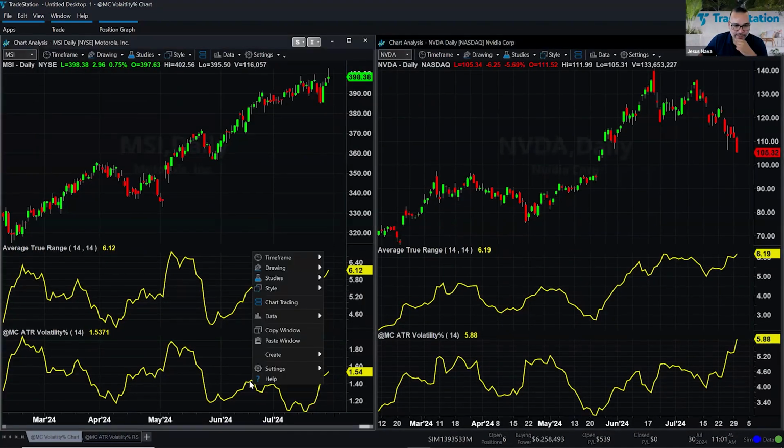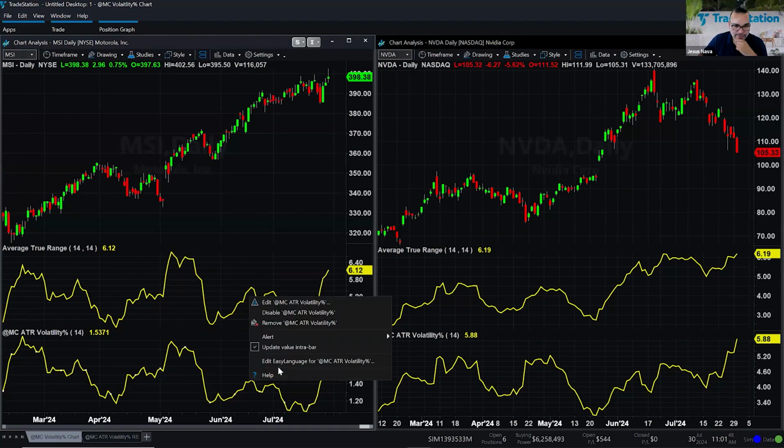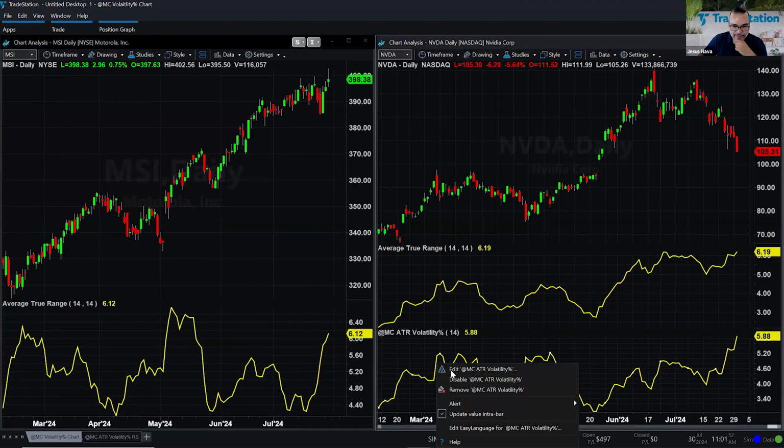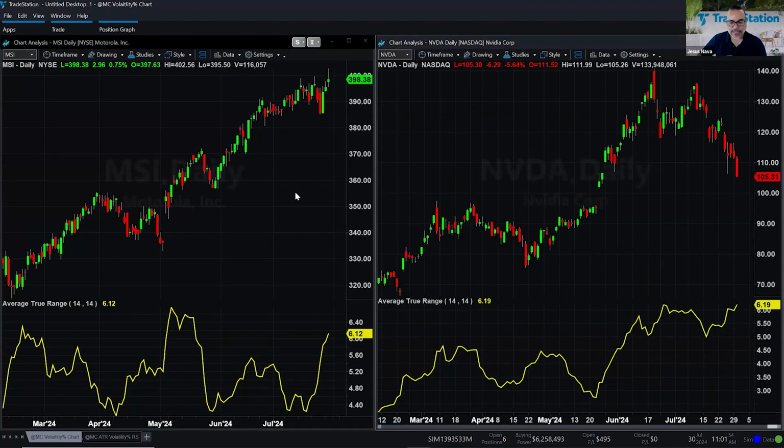Let me go ahead and disable some of these indicators, and we'll come back to them. I'm just going to right click and disable that bottom indicator and just look at the one that is built into the TradeStation platform and is an indicator that we're probably all familiar with. You can see the name of that indicator right here at the bottom. It's called the average true range.